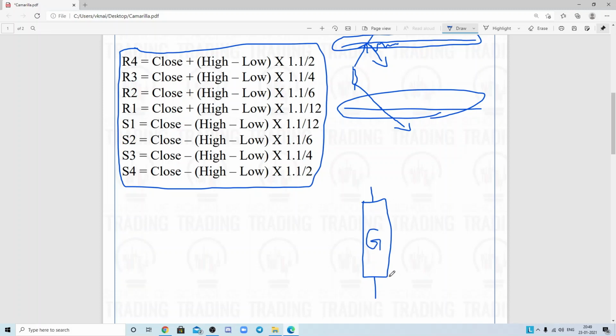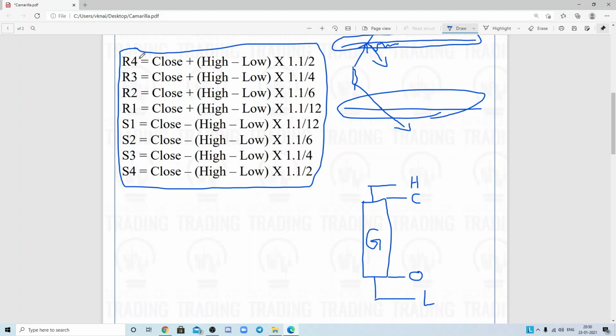So now you know that this is the open of the candle, and here you have the close of the candle. This tip of the wick is the high of the candle, and the bottom point of the wick is the low of the candle. So now here you have open, high, close and low values, which are also known as OHLC values.